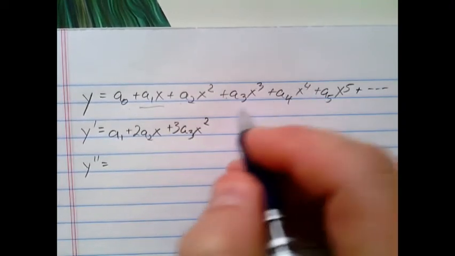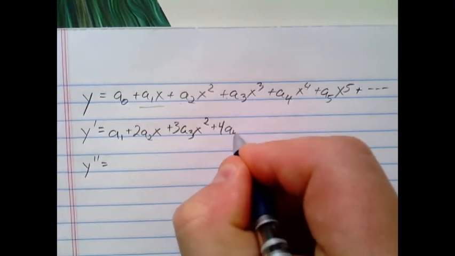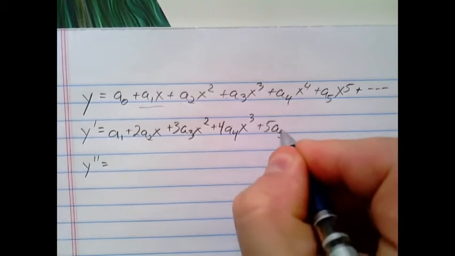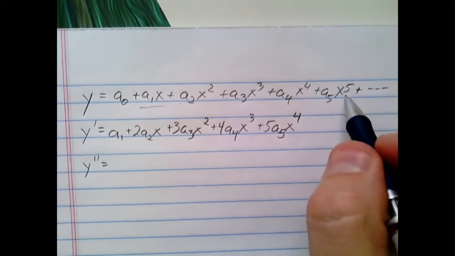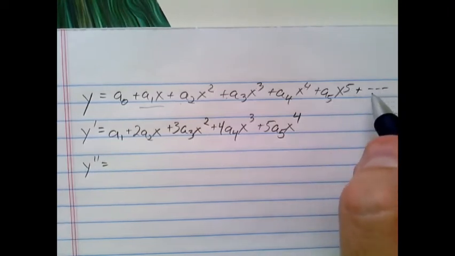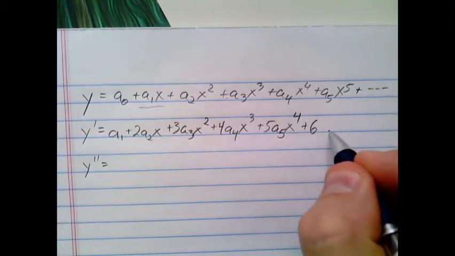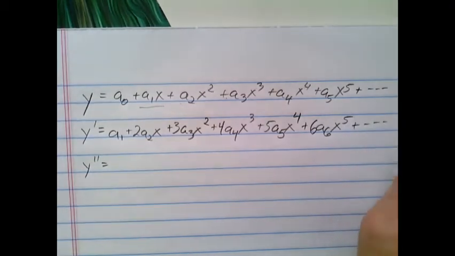Let me see, I bring a 4 down, I get plus 4 a sub 4 x to the 3, and 5 a sub 5 x to the 4. And then the next term that I didn't write would have been a sub 6 times x to the 6. So if I bring down the 6 in that term, I would get 6 a sub 6 x to the 5, and so on. Now I'm just going to do that again.